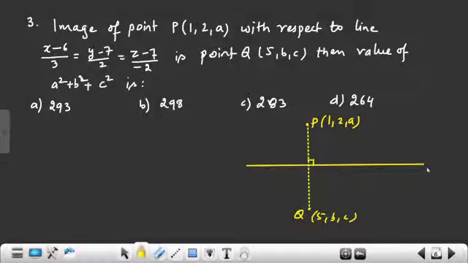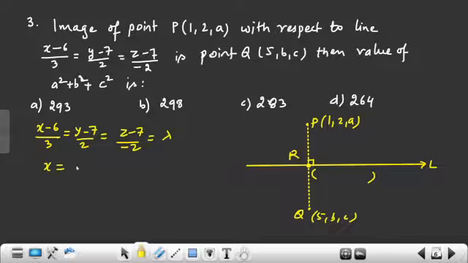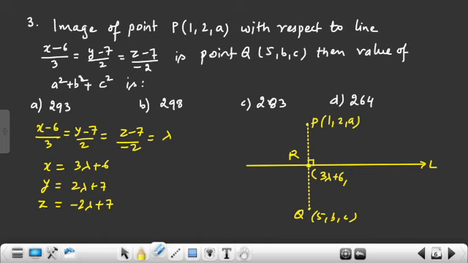Now this line is perpendicular to the given line L, and the foot of perpendicular is the midpoint of both P and Q. Now let's suppose this point is R, right? Now if I put x minus 6 by 3, y minus 7 by 2, z minus 7 by minus 2 as lambda, what is the x value I will get? 3 lambda plus 6. Y value 2 lambda plus 7. Z value minus 2 lambda plus 7. So we got the point 3 lambda plus 6, comma, 2 lambda plus 7 and then minus 2 lambda plus 7.